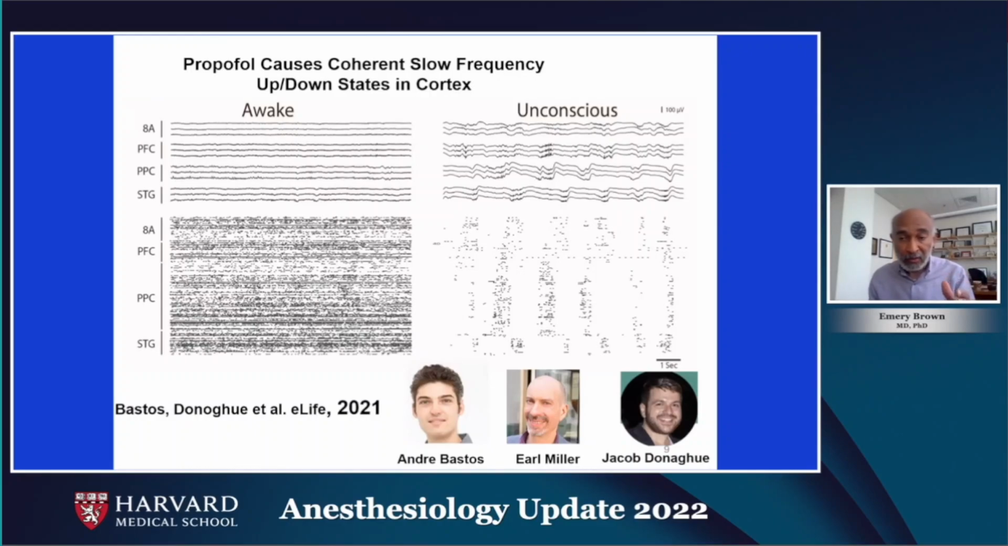So spiking activity is necessary in order to communicate, so we can transmit information. You can see why the slow oscillation would be a perfect marker of someone being unconscious under propofol.